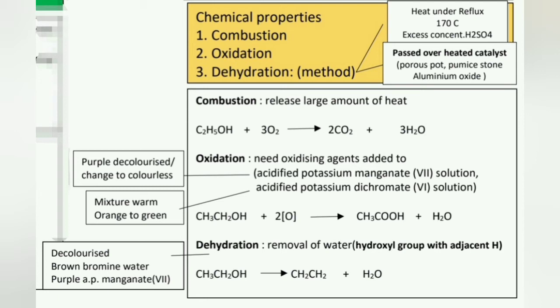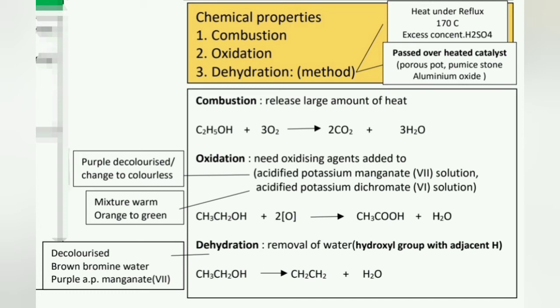When acidified potassium dichromate(VI) solution is added to ethanol and the mixture is warmed, it turns from orange to green. This shows that it has oxidized the ethanol to form ethanoic acid. When acidified potassium manganate(VII) solution is used, it is instead decolorized. Purple potassium manganate(VII) solution is changed to colorless.